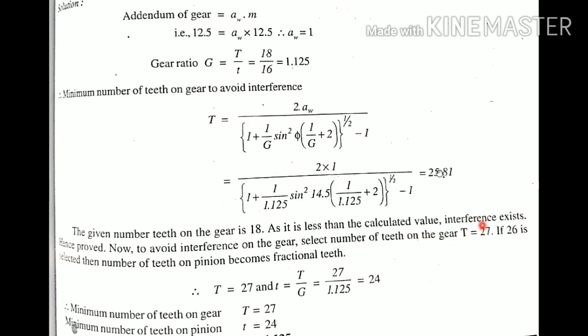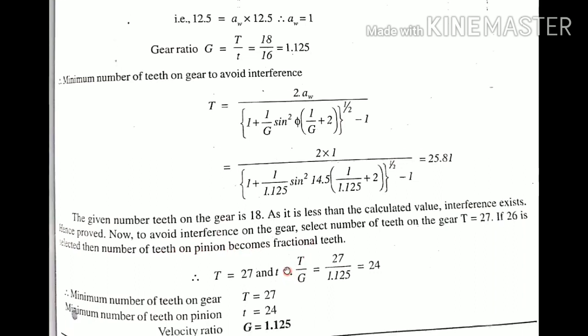You can see 25.81 is there. The rounded next value is 26, but they're not taking 26, they're taking 27. Why? They're saying the reason here. If 26 is selected, then the number of teeth on the pinion becomes a fraction. How does it get a fraction? We know the capital T. If you selected 26, then use the gear ratio formula.